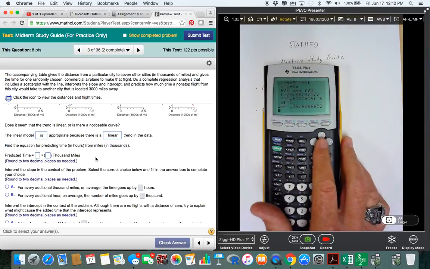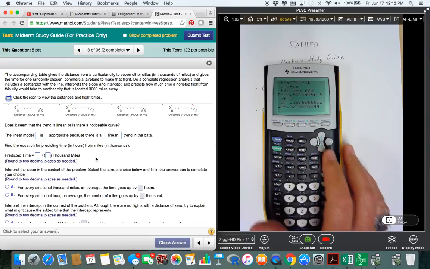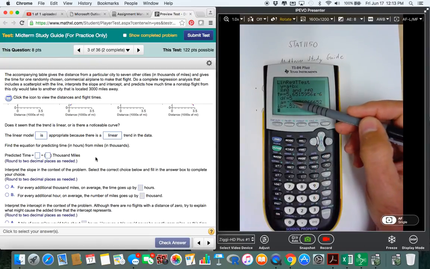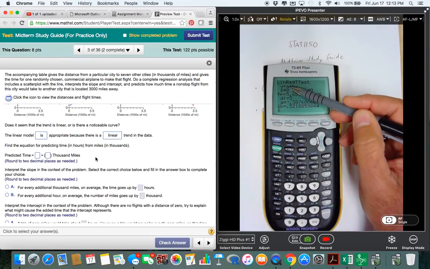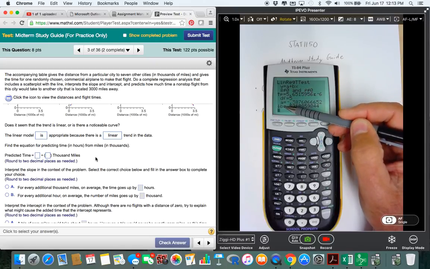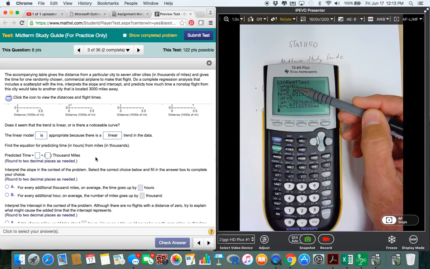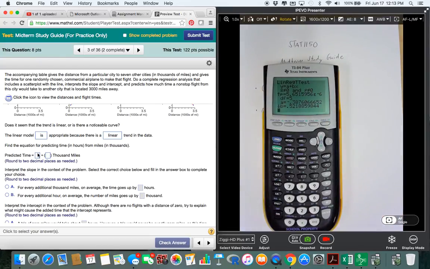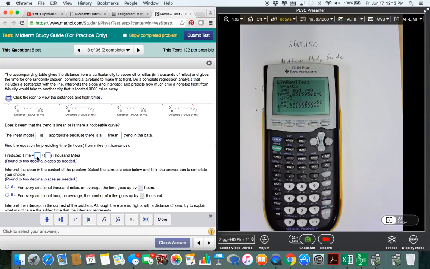And go calculate. So again, what we need is this A and B. Now notice A in this case is the intercept, and B is the value that goes with the x, therefore it is the slope. Now it wants us to put in the intercept first, and we need it to 2 decimal places. So I am going to go negative 0.39. And the slope I'm going to do 0.52.